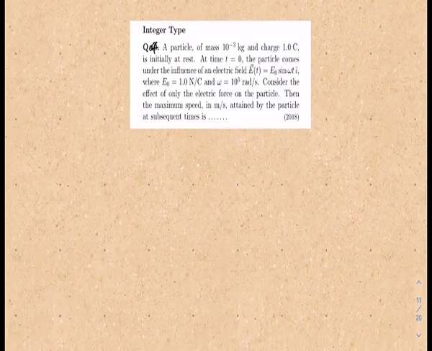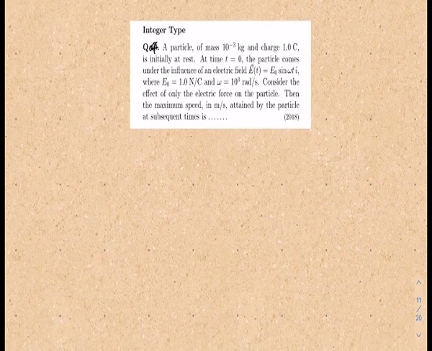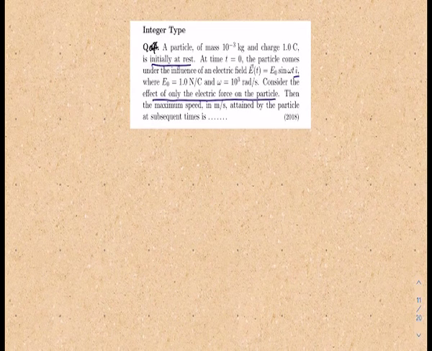Now come to this problem. A particle of mass 10 to the power minus 3 kilogram and charge 1 coulomb is initially at rest. At time t equal to 0, the particle comes under the influence of a time varying electric field along the x direction, I cap. The electric field amplitude and angular frequency are given. Consider the effect of only the electric force on the particle. Then the maximum speed in meter per second attained by the particle at subsequent times is.